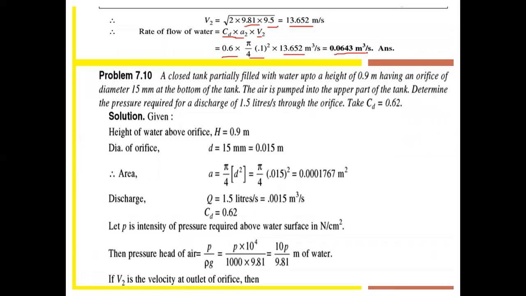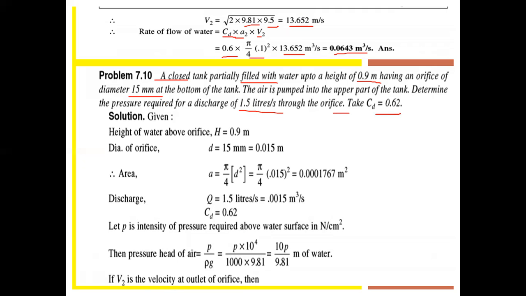Next, a closed tank partially filled with water up to the height of 0.9 meter, having an orifice of 15 mm at the bottom of the tank. The air is pumped into the upper part of the tank. Then find out the pressure required for a discharge of 1.5 liters per second through the orifice. Take CD equal to 0.62.